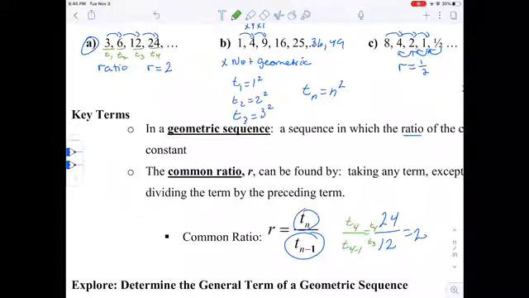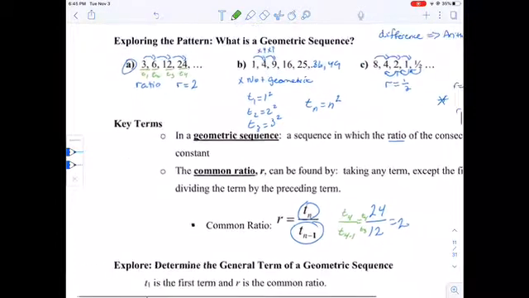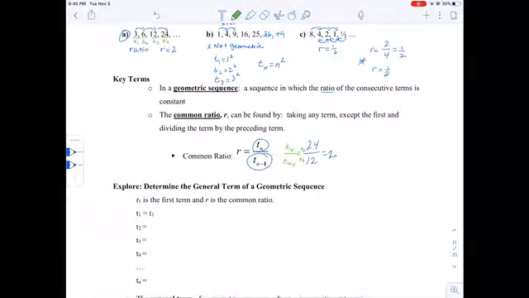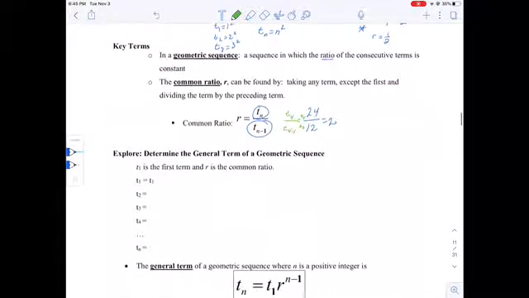Okay, so take any term, divide it by its previous term. 4 minus 1 is therefore 3. Okay, that works for any geometric sequence. So determine the general term. To determine the general term of a geometric sequence, T1 is the first term and R is the common ratio.